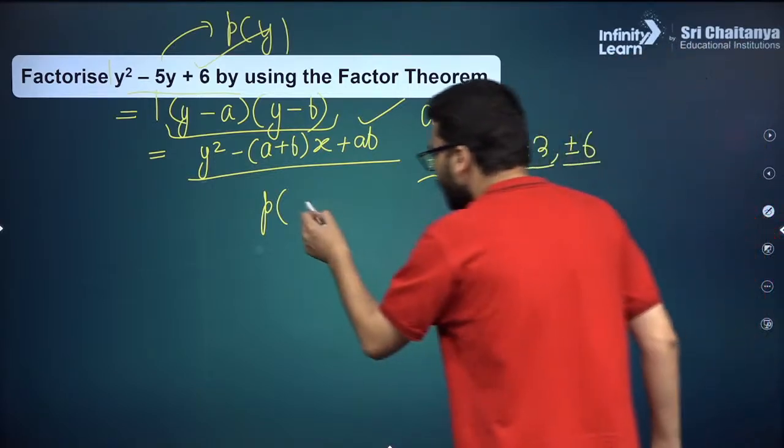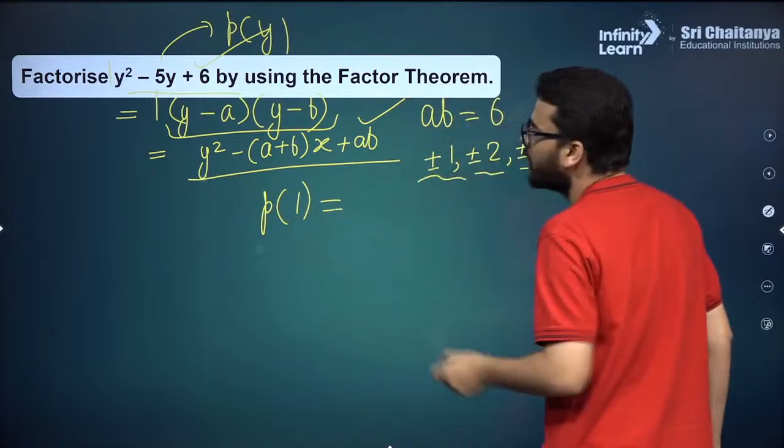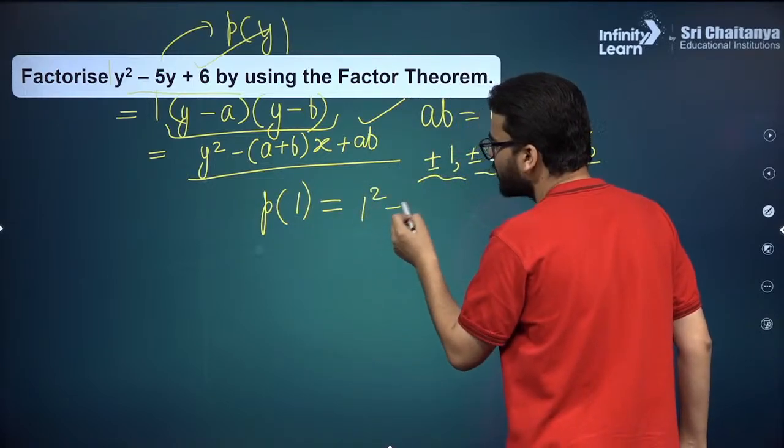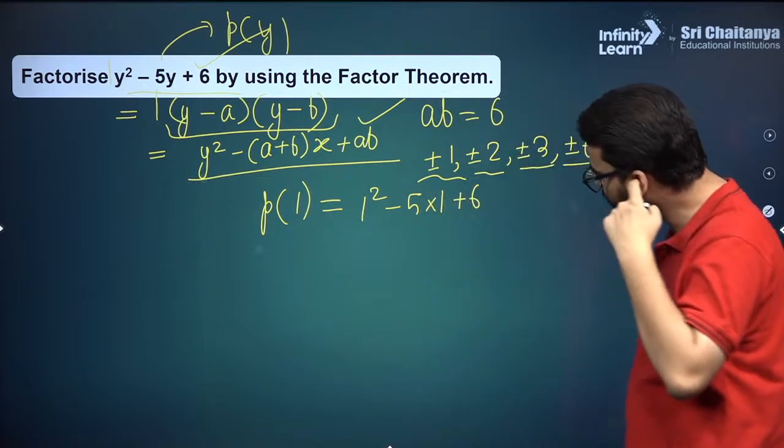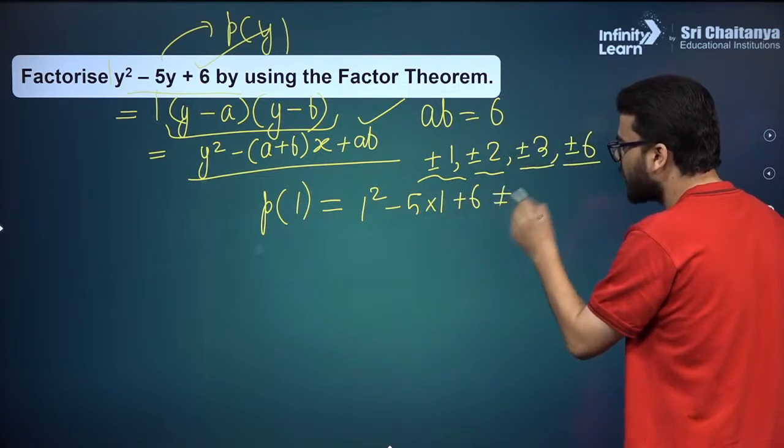So over here, let's check for p of 1. What will p of 1 be? Just put 1 in the polynomial. So 1 square minus 5 into 1 plus 6. Is it equal to 0? This is not equal to 0. You see, this is not coming to be 0.